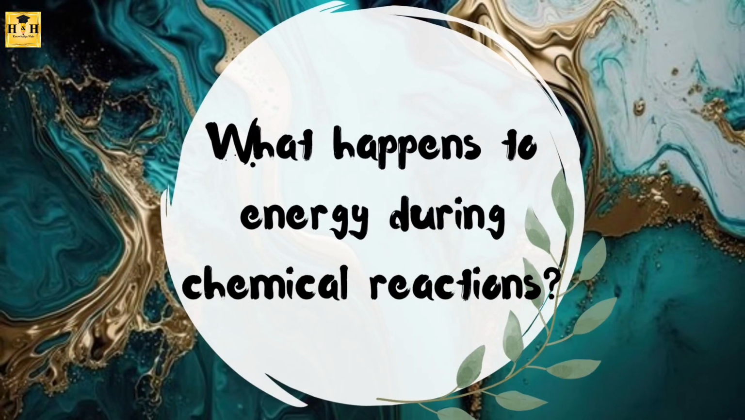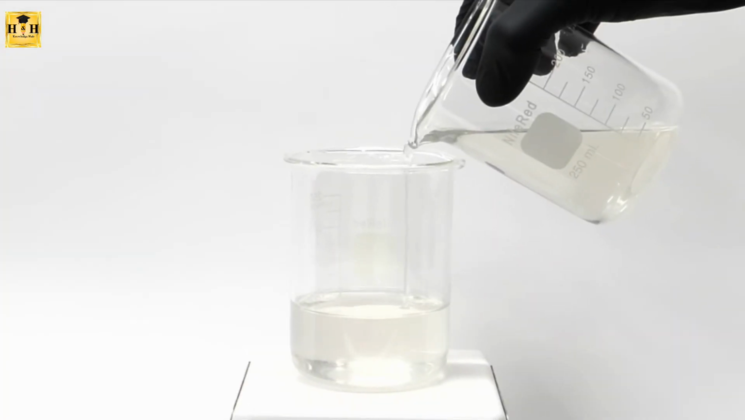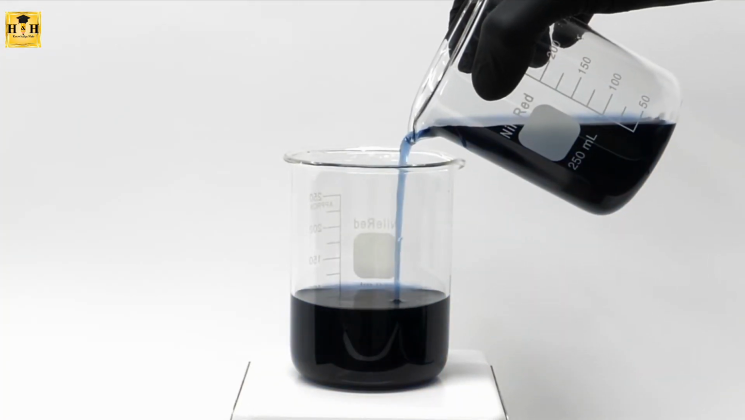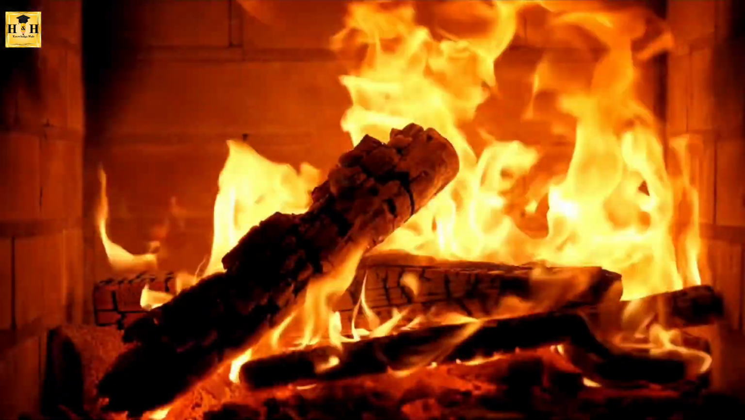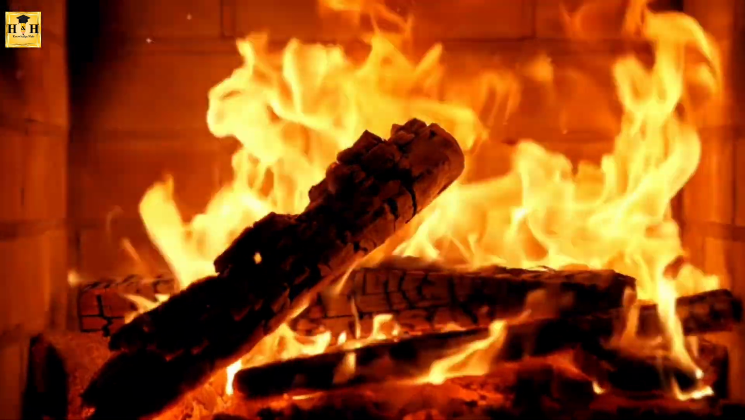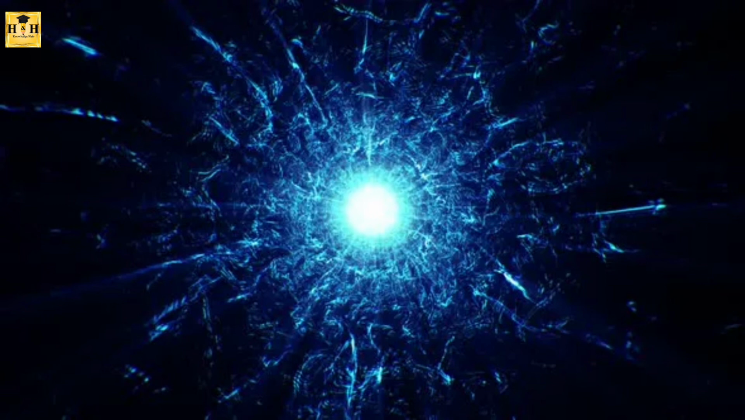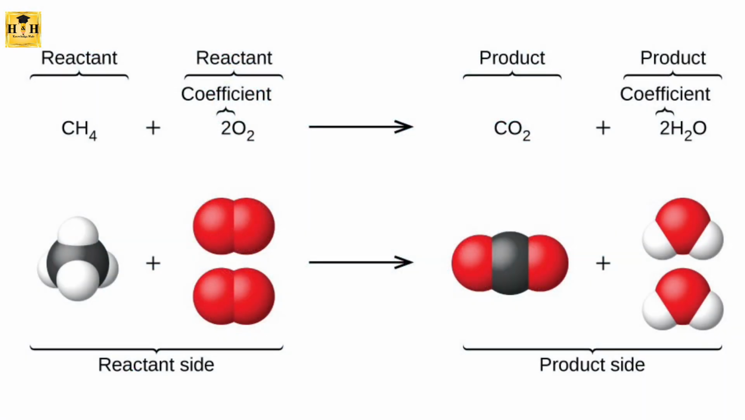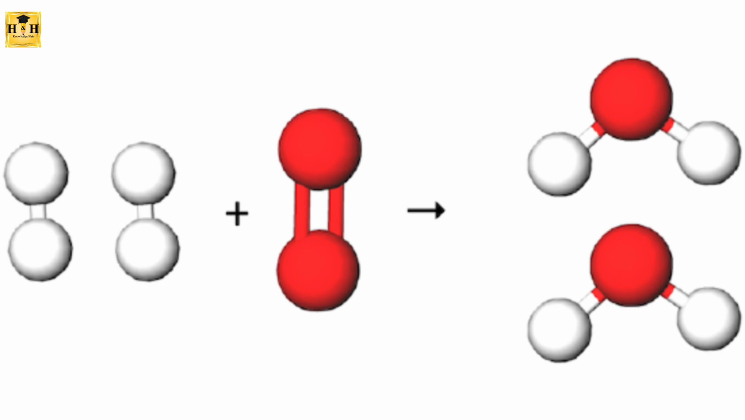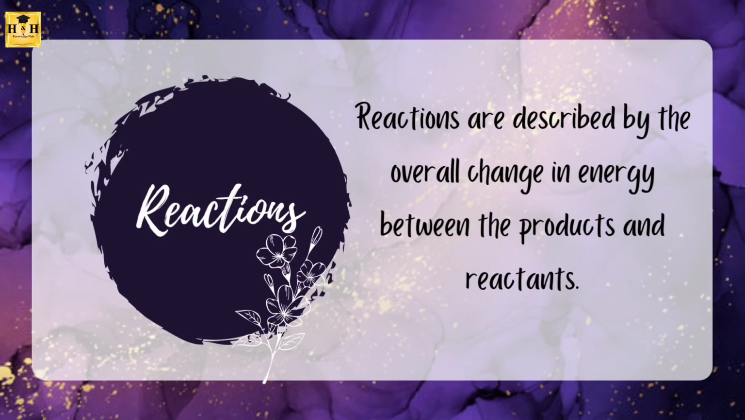What happens to energy during chemical reactions? Changes in energy are part of all chemical reactions. Chemical reactions can either release energy or absorb energy. Energy is needed to break chemical bonds in the reactions. As new bonds form in the products, the reactants release energy. Reactions are described by the overall change in energy between the products and reactants.